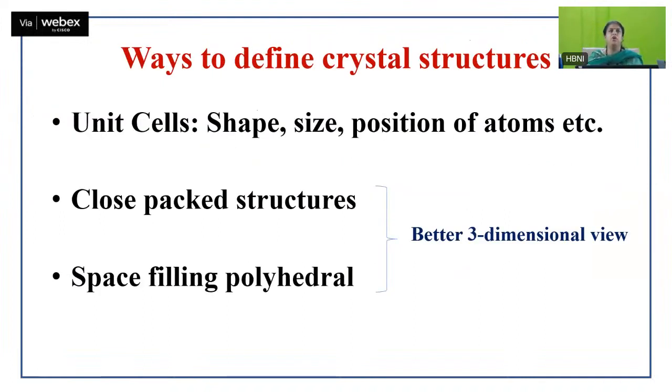All right, moving on. How can I define the crystal structure? If I ask you to tell me how you define any crystal structure, one thing is you tell me what its unit cell is. You tell me where the atoms and ions are placed in the unit cell. You tell me what the A, B, and C axes and alpha, beta, gamma are. I can repeat it in three dimensions and I will get the crystal structure. So that is one way of representing. The second way is the close-packed structure. Close-packed means you tell me that anions are placed this way and this is how cations are placed between them.